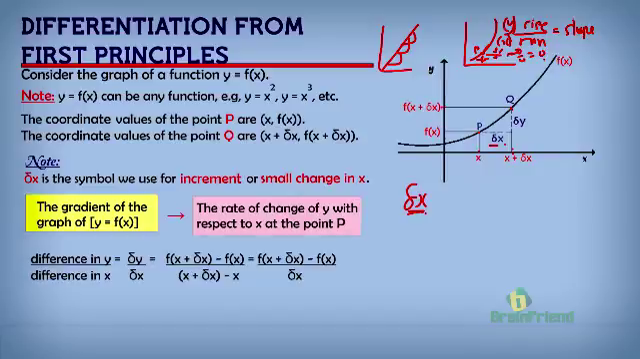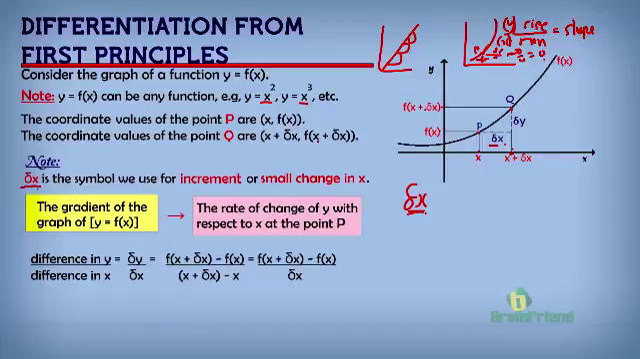This function here, as we're using for an example, can be any function: y is equal to x squared, y is equal to x cubed. Just for example's sake, let's use this function. The coordinate values of our point P are x and f of x, while the coordinate values of our point Q are x plus delta x, which is this point here, and our other value along the y-axis is f of x plus delta x.